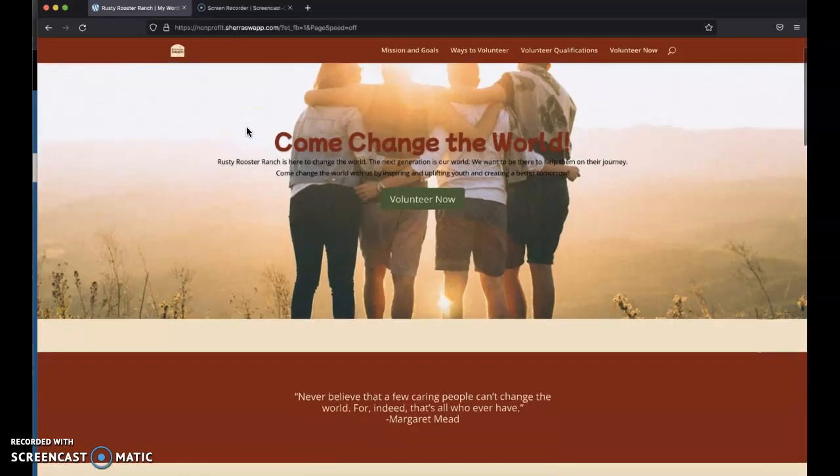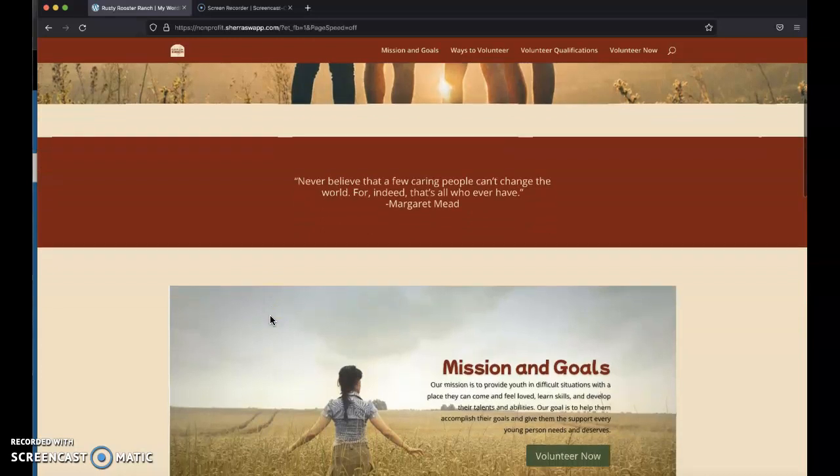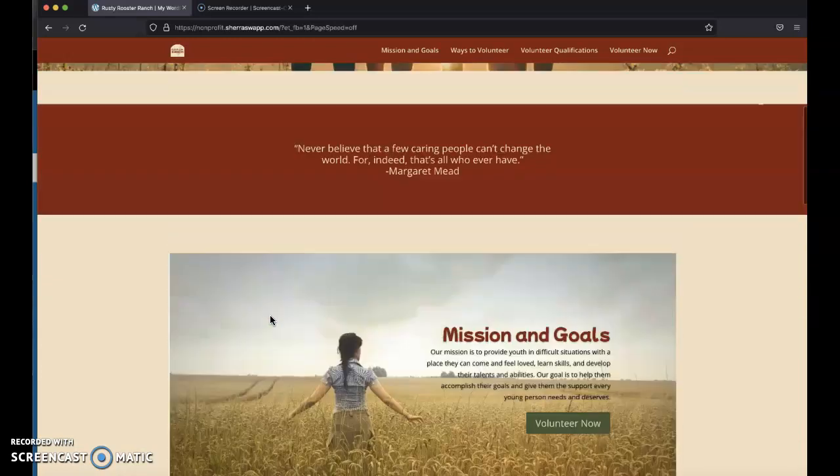The purpose of this site is to get people to want to volunteer for this nonprofit called Rusty Rooster Ranch, where troubled youth can come and gain experience farming, raising animals, and also just come and have some life skill classes. And just have a place where they can come feel loved, come have fun, and just get away from the world.